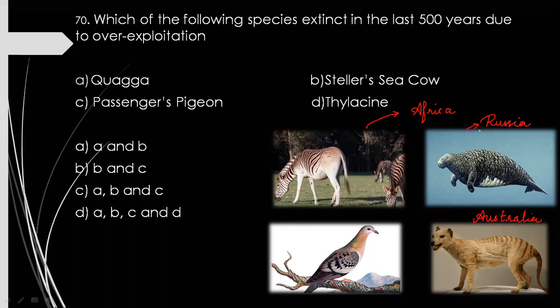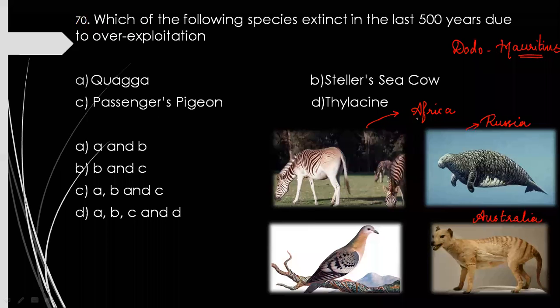Where do we find these extinct animals? Quagga in Africa, Stellar's sea cow in Russia, thylacine in Australia, and the dodo bird, which is also an extinct animal. We find this dodo bird in Mauritius. Dodo was present in Mauritius.